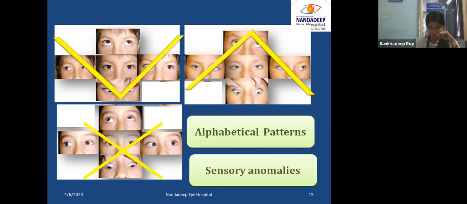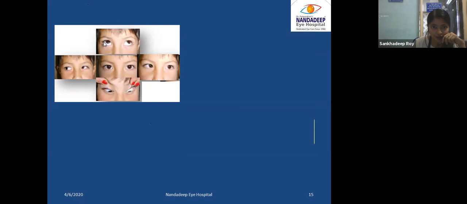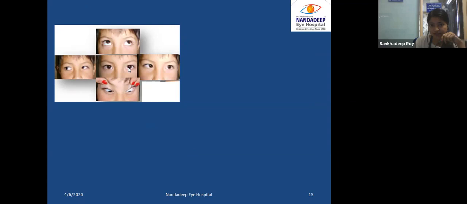Okay. Once again, how to know if it is a V pattern? If you go to this slide, you see the deviation between these two eyes. Say the Hirschberg here is 15. And here the Hirschberg is near about 10. And this is near about 5.